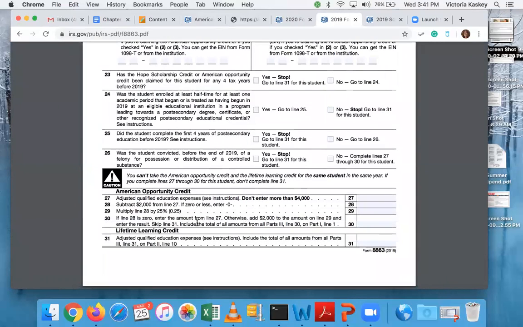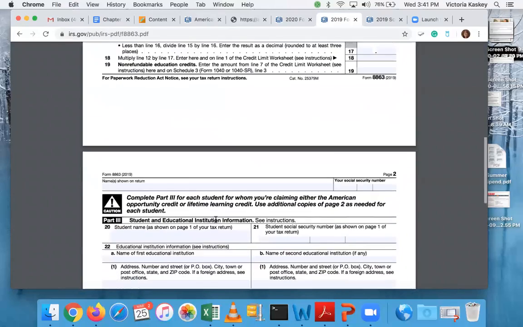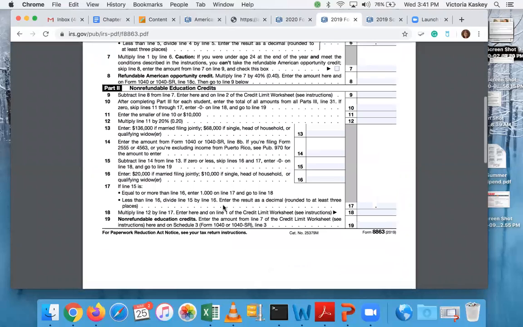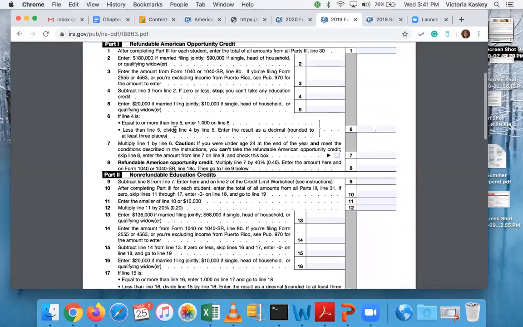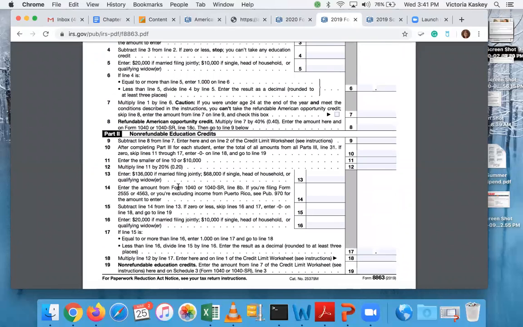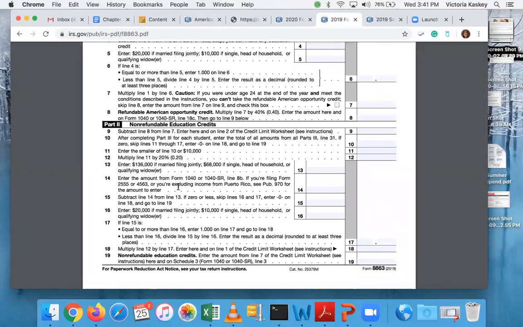Down here, you get the American Opportunity Credit and your totals for the Lifetime Learning Credit. It's a pretty straightforward form, although long. You can see that it has your limitations in here with 20%, and then also you'll have your limitations with the 40% in this document as well. So I'm going to present you with this homework to follow through. If you have questions on it, let me know.